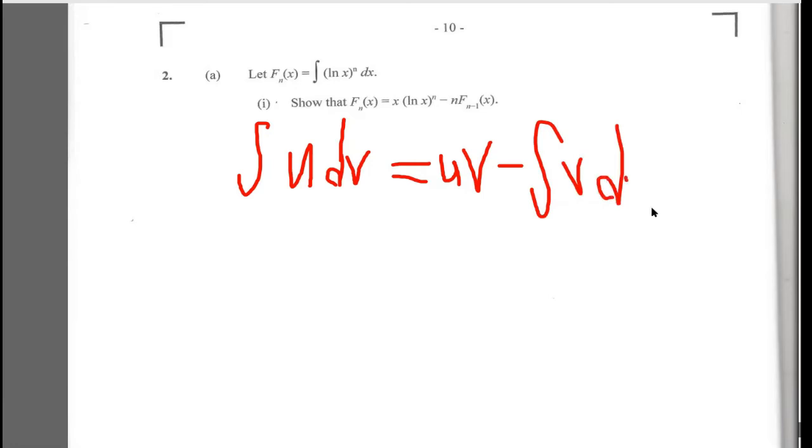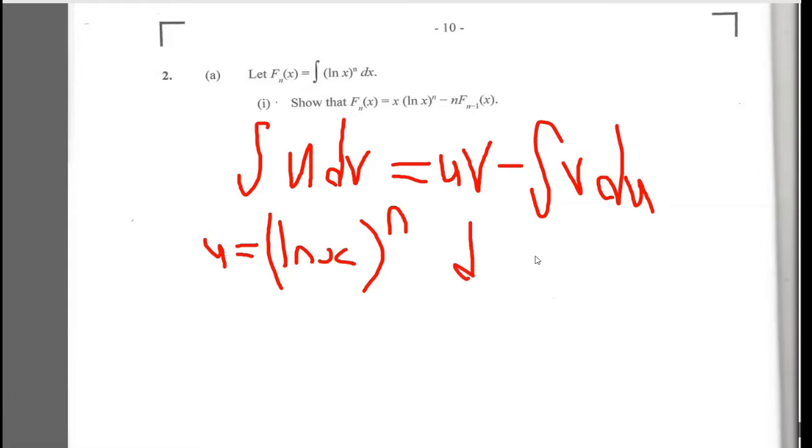Now, in this case, we're going to call ln x to the n our u, and then we're not given another function. So that means the dv must just be 1. Makes sense, doesn't it? We're calling our u ln x raised to the nth power, and so our dv has to be 1. Think about it, we're integrating ln x to the n, which is this. So dv is equal to 1.